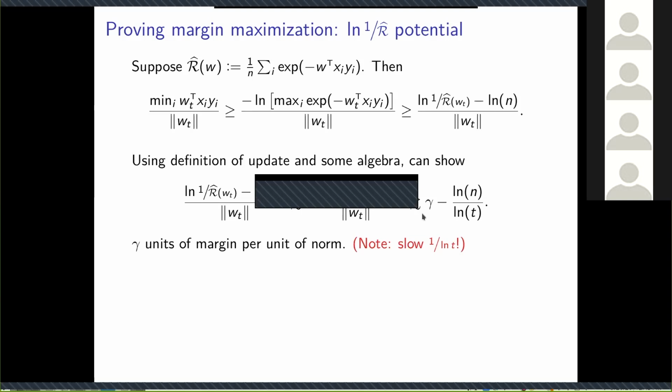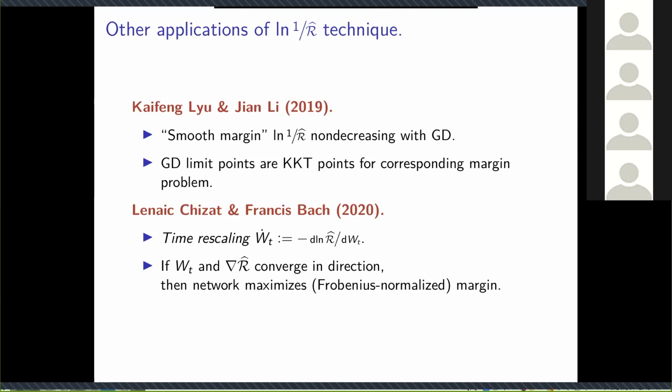Let me say a little bit more about these proof techniques. Again, I'm just surveying for you some ways to prove margin maximization. This idea of using log 1 over the risk has appeared many times, and I think it's been discovered in parallel. Kaifeng Lyu, who was supposed to be Sanjeev's student this year, but he's still in China for various reasons, unfortunately, has an ICLR 2020 paper that says that if you run gradient descent on a homogeneous network, let's say a multilayer ReLU network, what he calls the smooth margin, which is just this log 1 over risk, is actually non-decreasing.